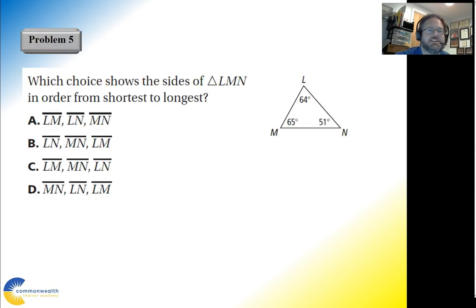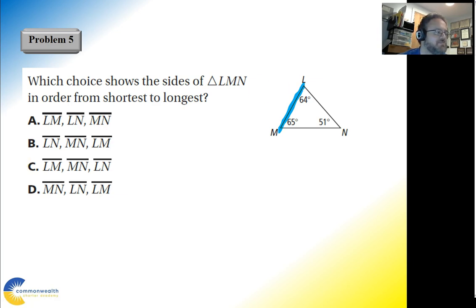So I look at a situation like this. Which choice shows the sides of triangle LMN in order from shortest to longest? I'm going to determine the smallest side first. The smallest side of this triangle should be opposite the smallest angle, and when I look at the three angles in that triangle, angle N is the smallest. So this side I'm marking right here is the shortest side. Any option that has LM first is still an option.